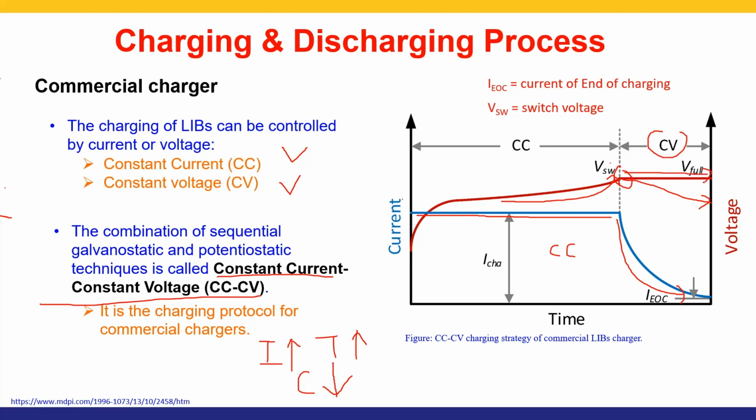Because when you fully charge a battery, the battery will be in a very high energy state. It is unstable and it tends to self-discharge. Leaving the battery on a CV mode for long periods of time is called a float charge.